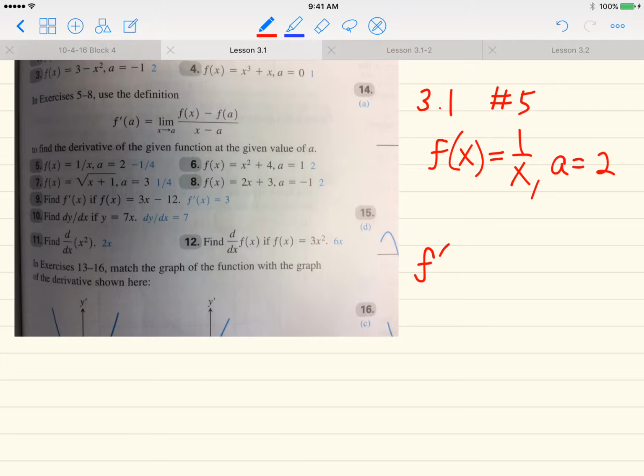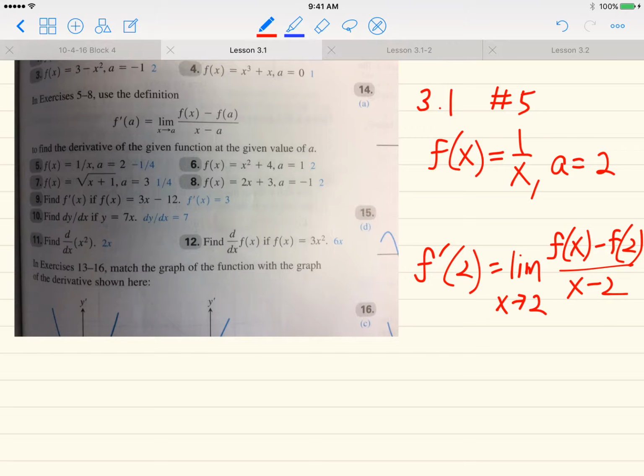So what you could start is you're basically finding f prime of 2, which is the same thing as saying that the limit of this as x approaches 2 of f of x minus f of 2 over x minus 2. And f of x, as you can see, is just 1 over x minus f of 2, which will be 1 over 2, all over x minus 2, and we're still finding the limit of this as the x value approaches 2.